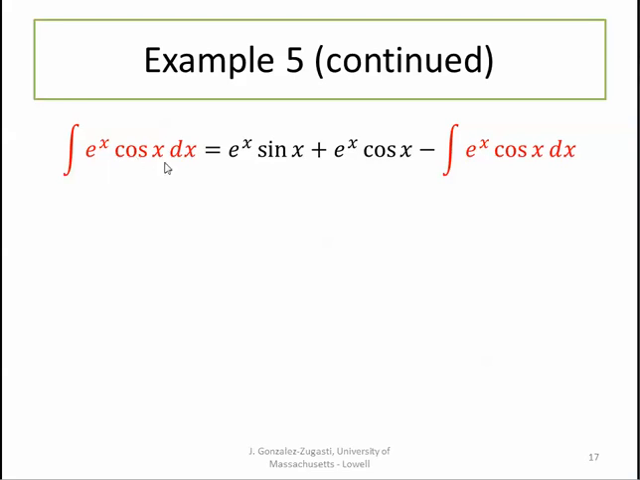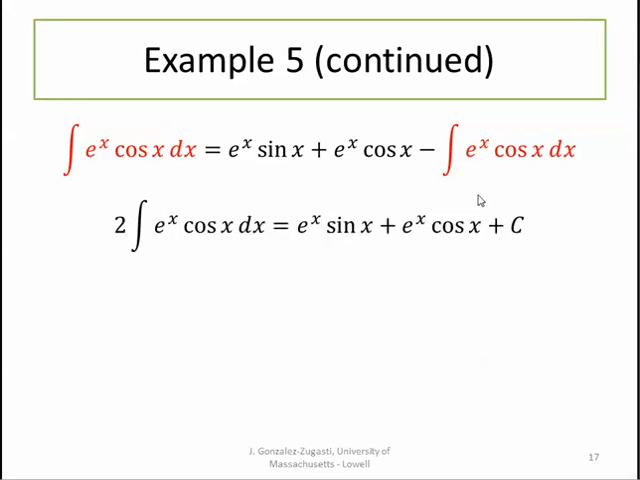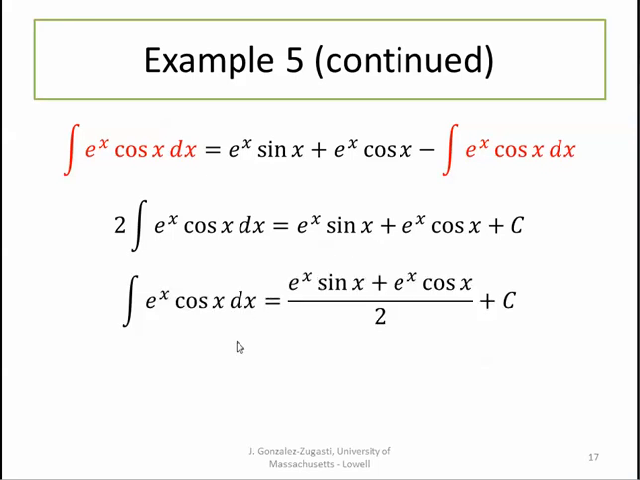What we can do is, since these two terms are the same, take it from the right-hand side and move it over to the left-hand side. And now if we divide both sides of the equation by 2, we have found the value of the integral we were worried about. We get that the integral of e to the x cosine x dx is equal to e to the x sine x plus e to the x cosine x, all divided by 2, and then plus c.